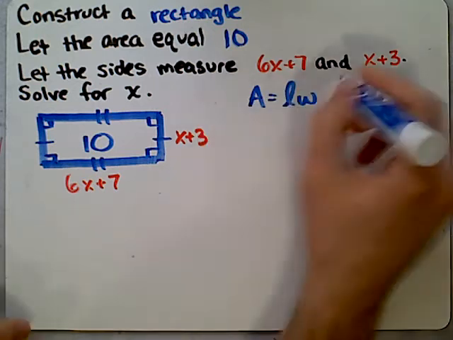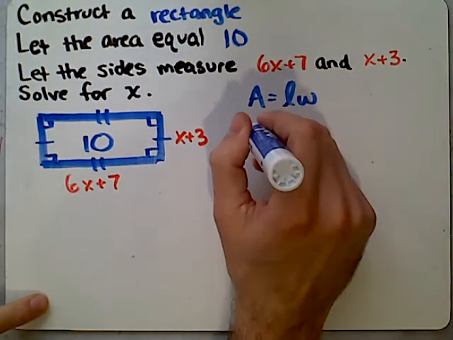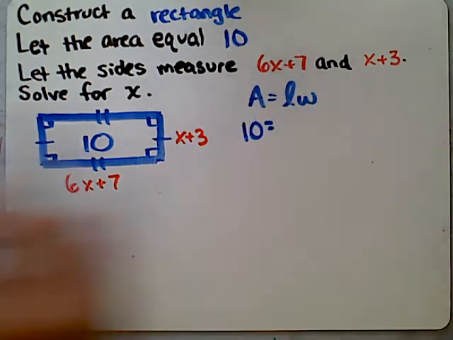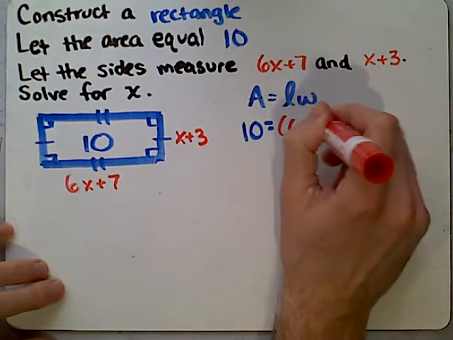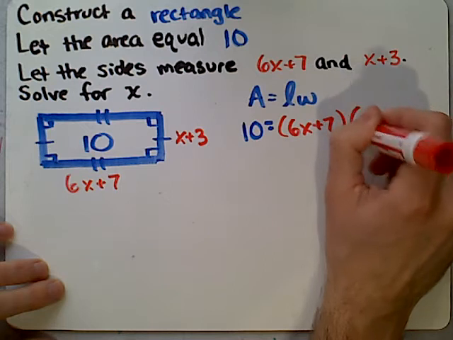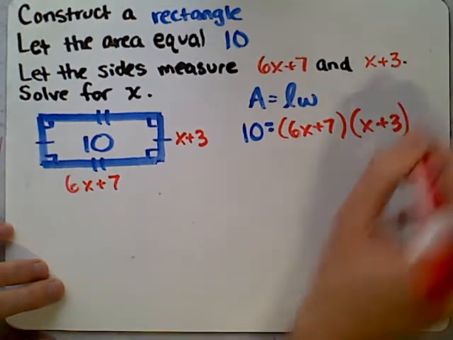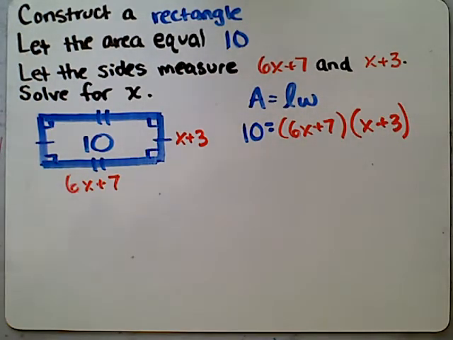And we're going to take our formula, area equals length times width, and substitute our values. So put the area there. I will put 6x plus 7 here, and I will put x plus 3 there. You just want to set up the equation so that you can take it from a more abstract geometry problem to an algebra problem that's a little bit more straightforward.